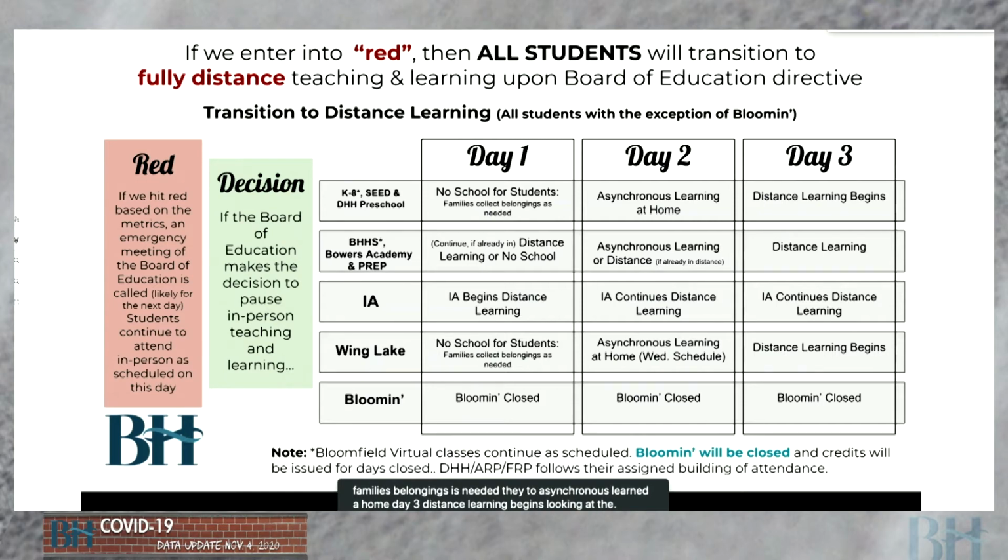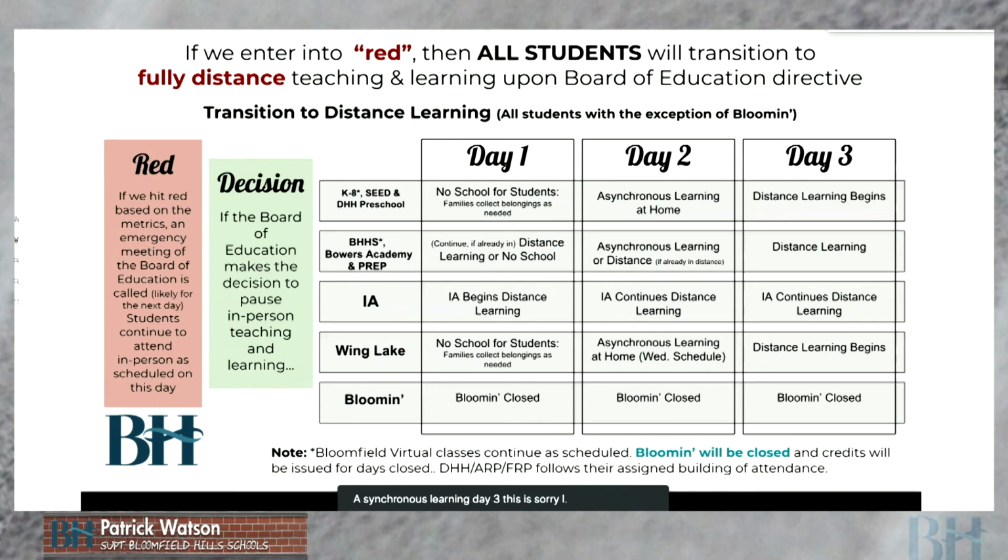Looking at BHSTV, Bowers, Prep: day 1, distance learning or no school, or continue if already in. As we know, we had to pause in person at BHHS based on the number of staff in quarantine. So if we were to hit red while BHHS was still paused, then they would continue with the distance learning. Day 2, asynchronous learning. Day 3, distance learning. IA begins distance learning in day 1, continues in day 2, continues in day 3.